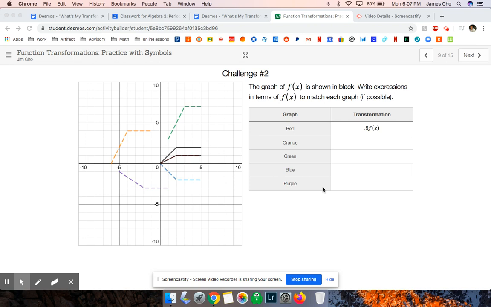Going back to this question, one thing that I want you to do is just to play around with it a little bit because I think that's the best way to learn. Now, I left you the answer for the red one. For orange, you'll notice that it's getting bigger. It's stretching vertically. And so you're going to have to put a number in front.